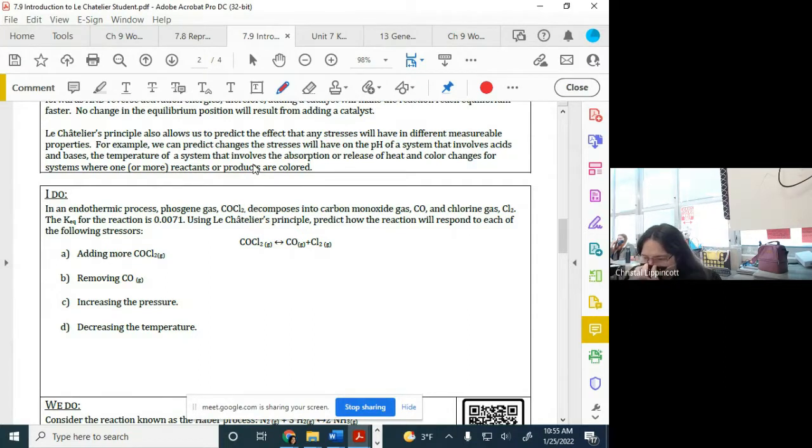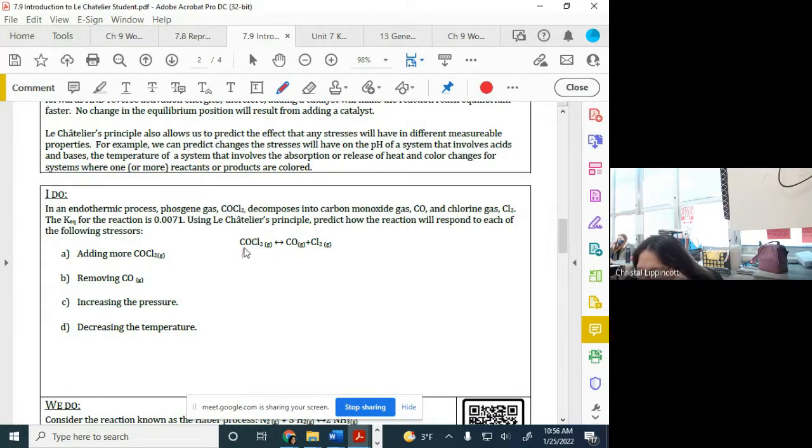All right, so let's look at this guy. We've got an endothermic reaction. This is going to decompose into carbon monoxide and chlorine gas. The Keq for this is 0.0071. Using Le Chatelier, predict how the reaction will respond to each of these stresses.